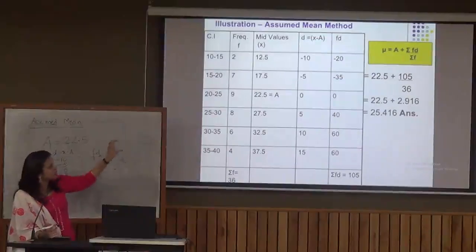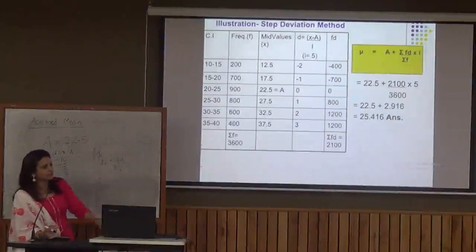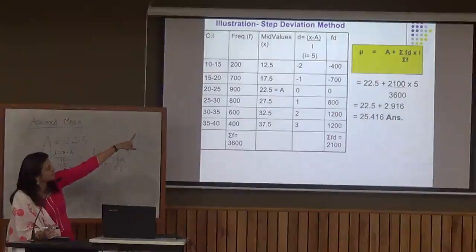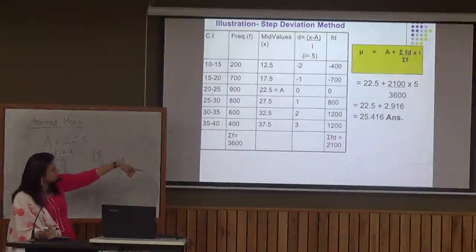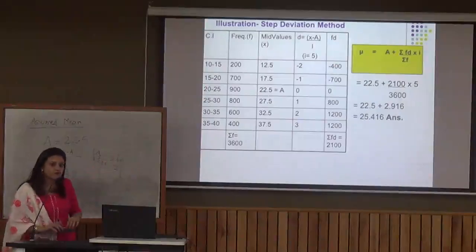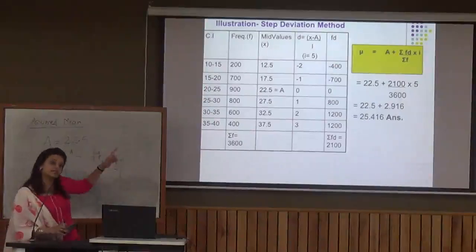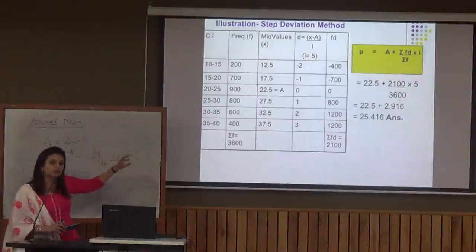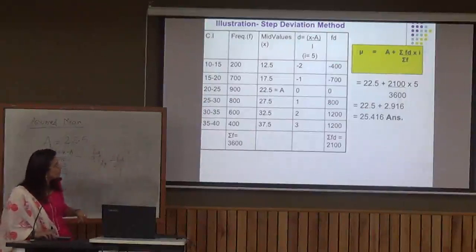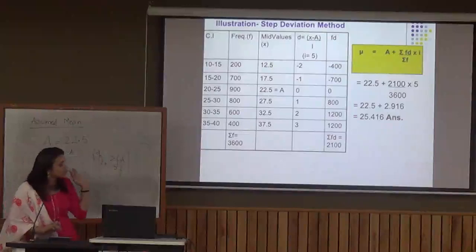So if I divide this D by the class size, look at this D, the fourth column there: D is equal to X minus A upon I, where I is the class size, which is 5 here. You get minus 2, minus 1, 0, 1, 2, 3. And then instead of multiplying F with the earlier D, I'm going to multiply with the new D, and the new D gives me a different answer. Is that okay, children? Right?